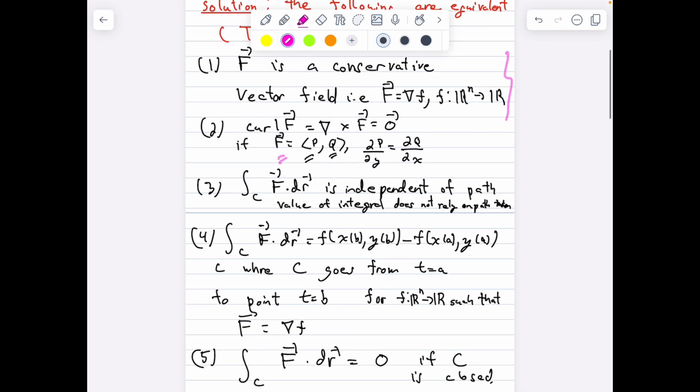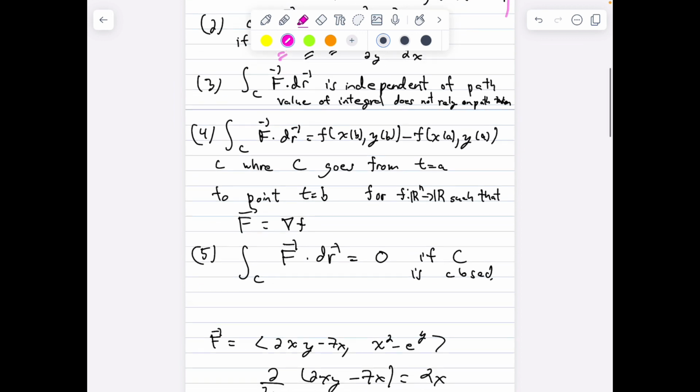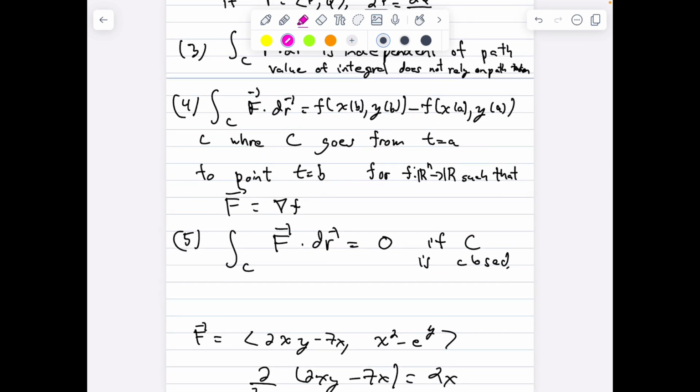The third condition is that your integral is independent of path, meaning that the value of the integral does not depend on the actual path that you pick. It'll come out to be the same regardless. Number 4 says that the line integral is equal to the function value at your endpoint minus the function value at the start point. Here the function is again the potential function, the one whose gradient gives you the vector field. And finally, number 5 says that if your curve C is closed, then the line integral is equal to 0.